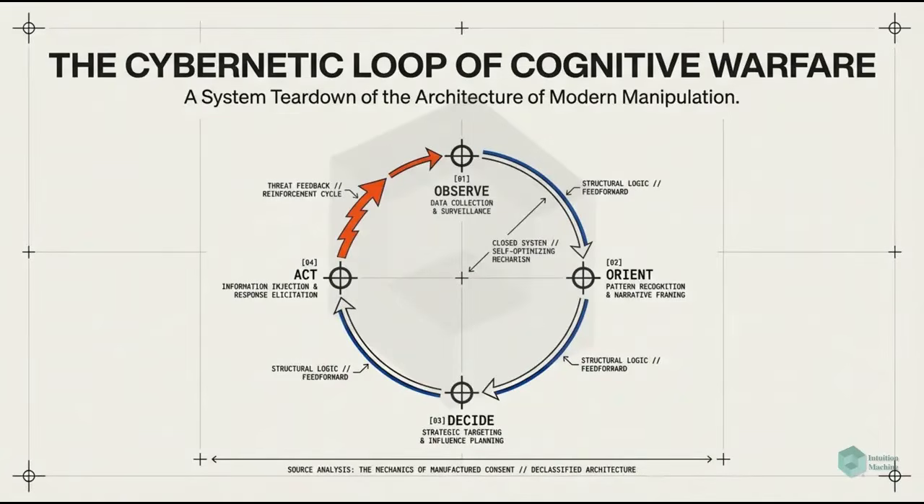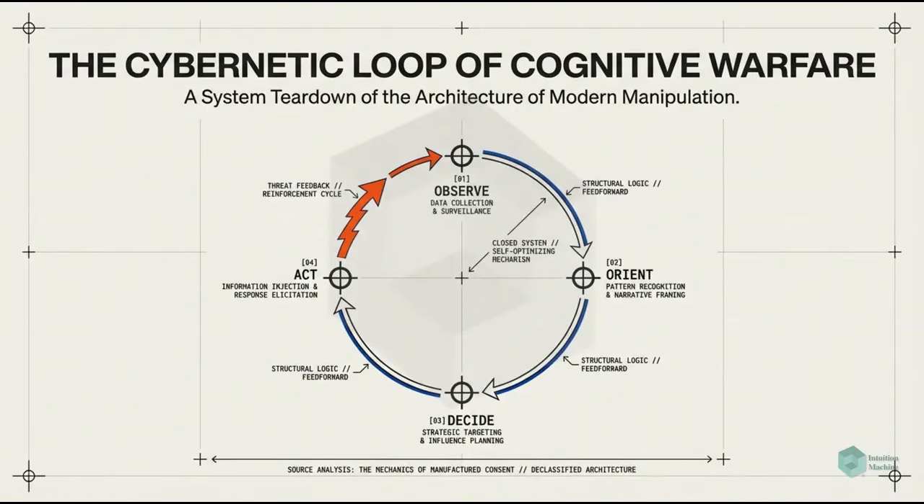Let me show you the invisible architecture that makes rational people do irrational things. Most of us think manipulation works like this. Someone lies to you. You believe the lie. You act on the belief. But modern manipulation is way more sophisticated than that.